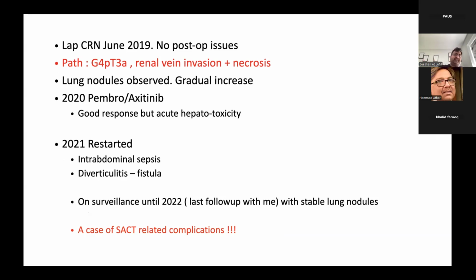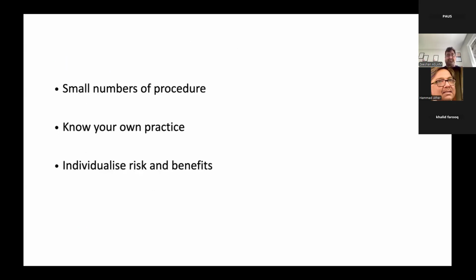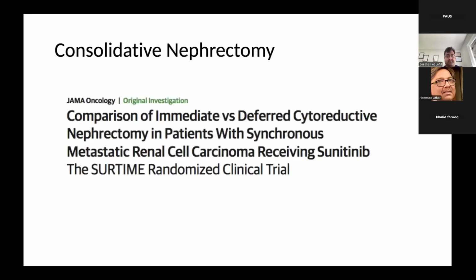So this is a case where, if we did not have cytoreductive done, then at this point oncology and urology could have coordinated, and he could have had a consolidative nephrectomy done. Or looking at it the other way around, he had a cytoreductive done. And this is just an example that in cases with very small lung volumes, surgery could be less morbid, and then patients can be observed for as long as they can. So that's where I say small number of procedures, knowing your own practice, and individualizing risk and benefits for these patients.